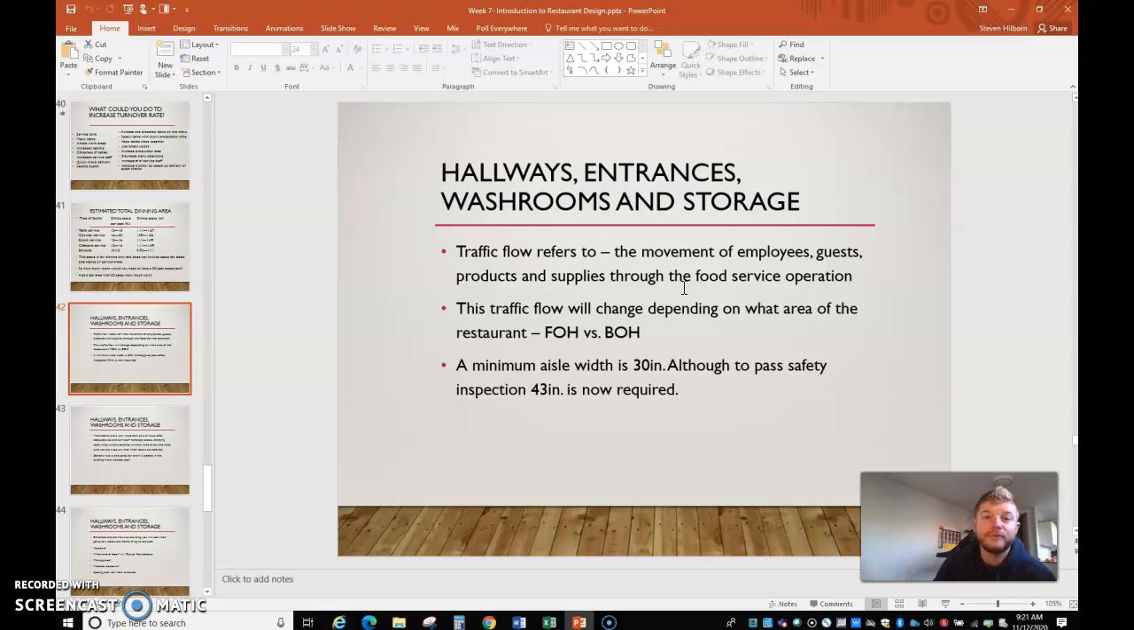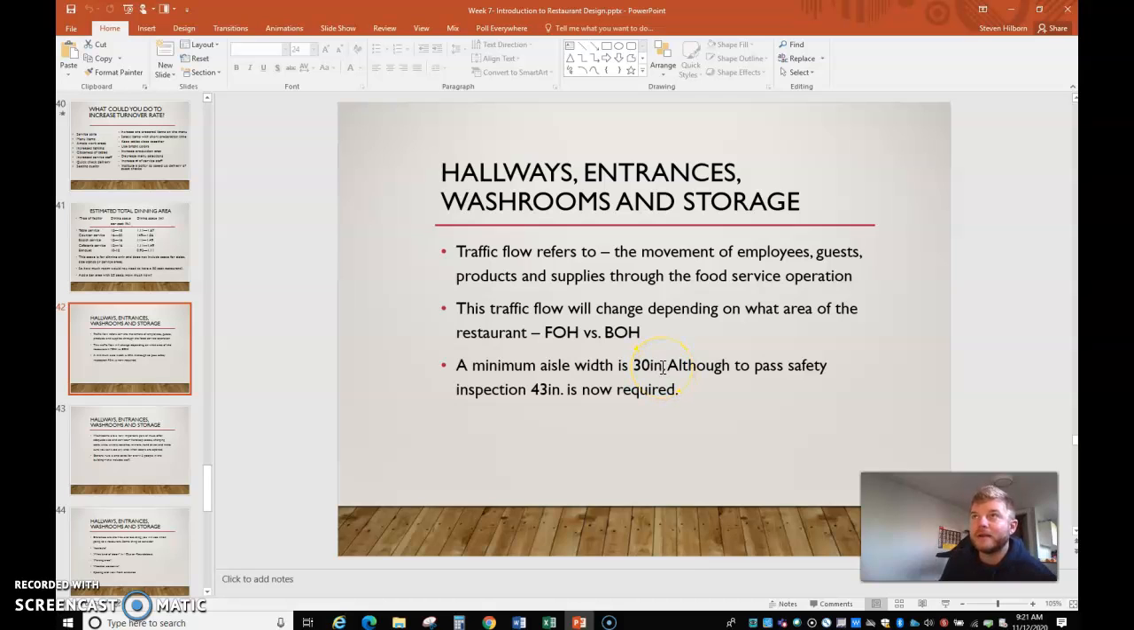The food is coming basically from the hot line, where it's finally prepared, and then it goes through the restaurant to the customer and back to the warewashing area. And then also the supplies, which come in through the back door. So as far as timing of these products and how they move, we'll take a look at that as well. One thing you should know, 30 inches is a minimum aisle width.